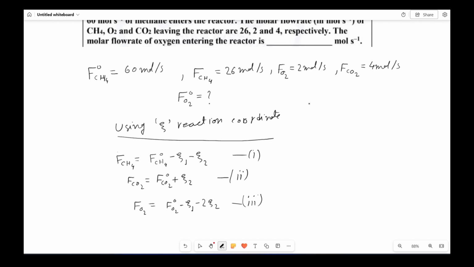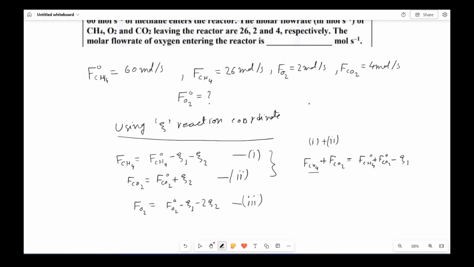Now, we know the values of CH4, CO2 and O2, so we can solve these two equations. If we add equations one and two, we eliminate zeta two. So adding them, FCH4 plus FCO2 equals FCH4 naught plus FCO2 naught minus zeta 1. Now all the values are given.